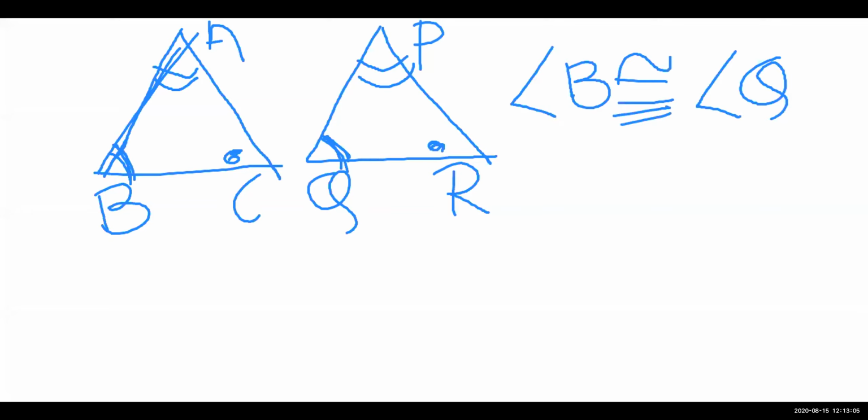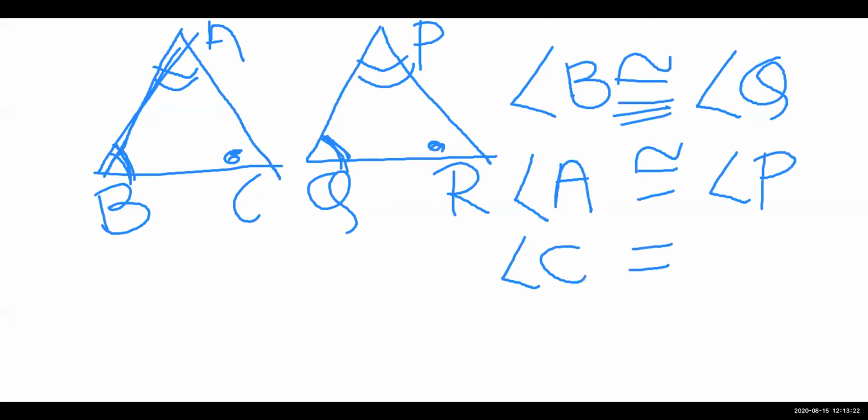In the same way, by using the symbol, you can easily mention that angle A is congruent to angle P, and angle C is congruent to angle R. In a question, these things are not mentioned, so you have to find them from the diagram. By using this symbolic method, you can find which angles are congruent to which angles.